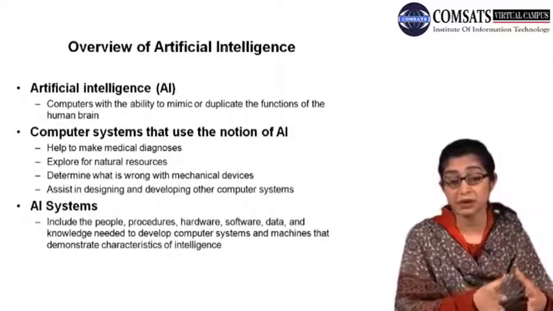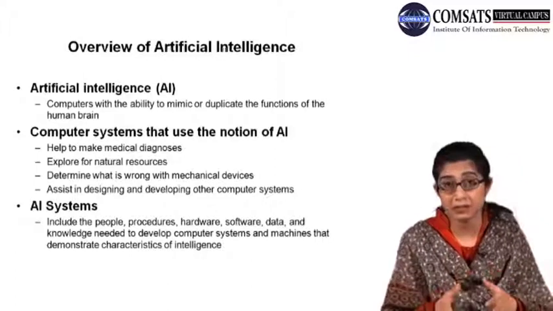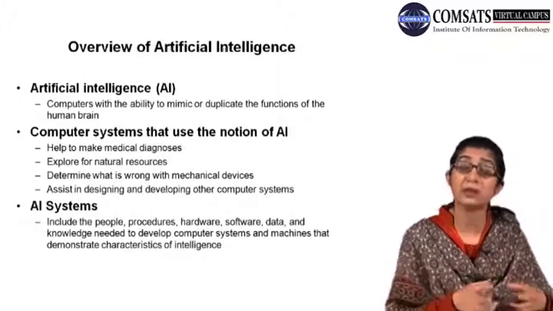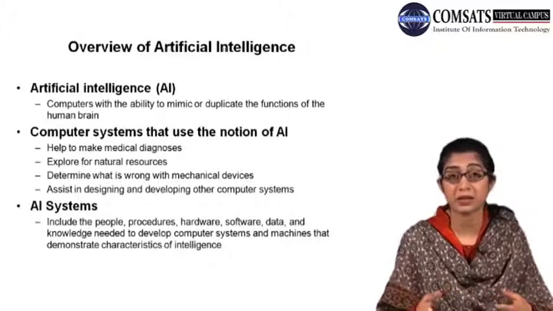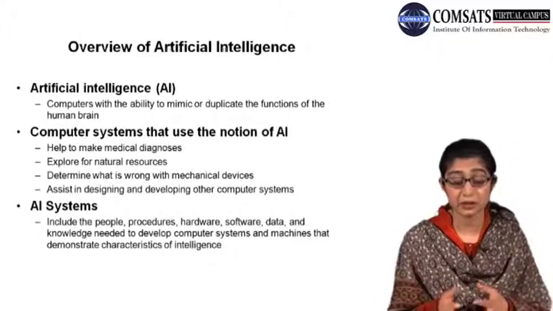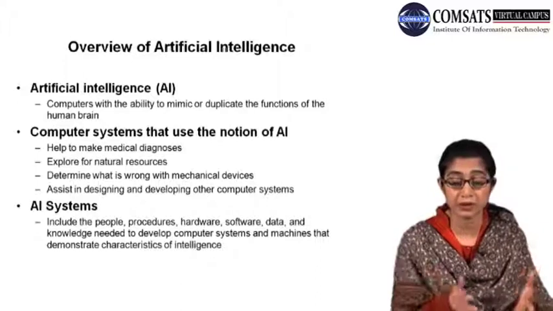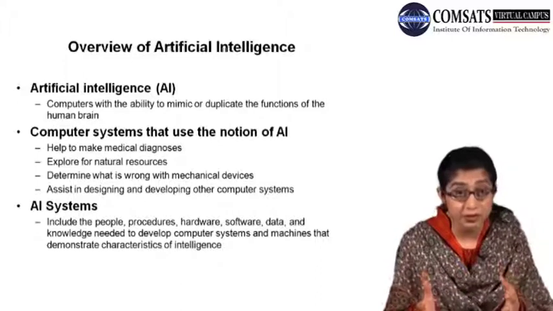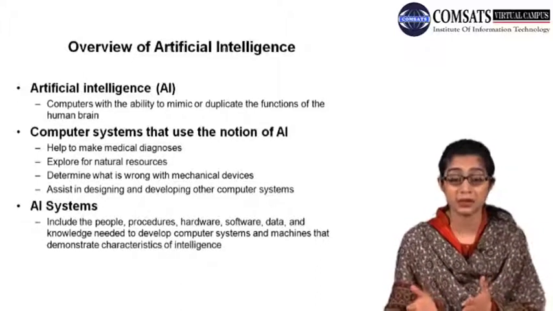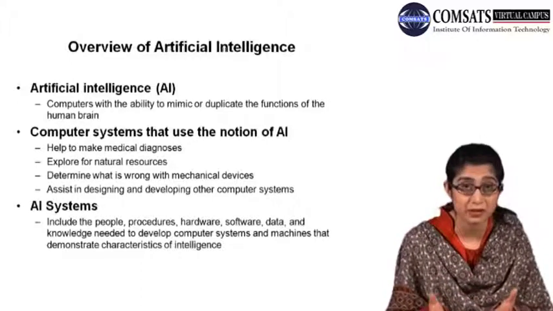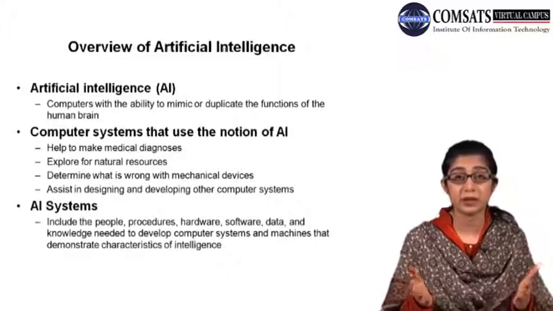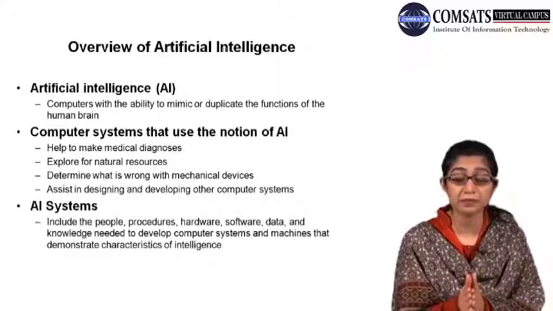So when we talk about the artificial intelligence systems, that means the systems that are based on this concept of artificial intelligence, then we're going to define them as again the collection of people, procedures, hardware, software, data, as well as knowledge needed to develop computer systems and machines that demonstrate the characteristics of intelligence. Now what are the characteristics of intelligence? ये भी हम थोड़ी देर में देखेंगे.